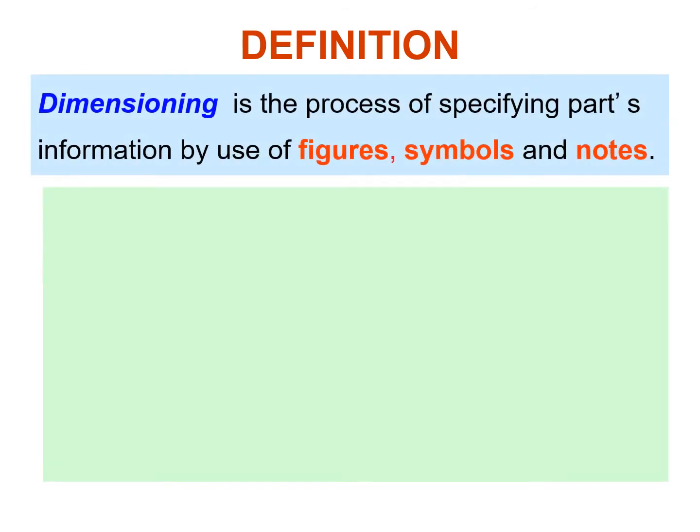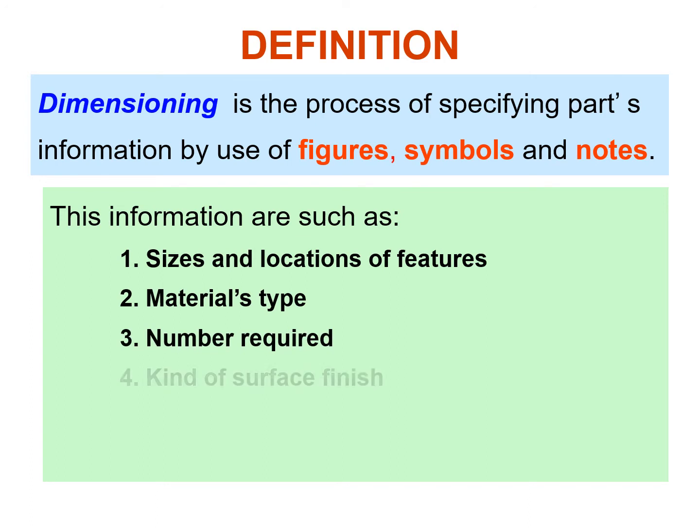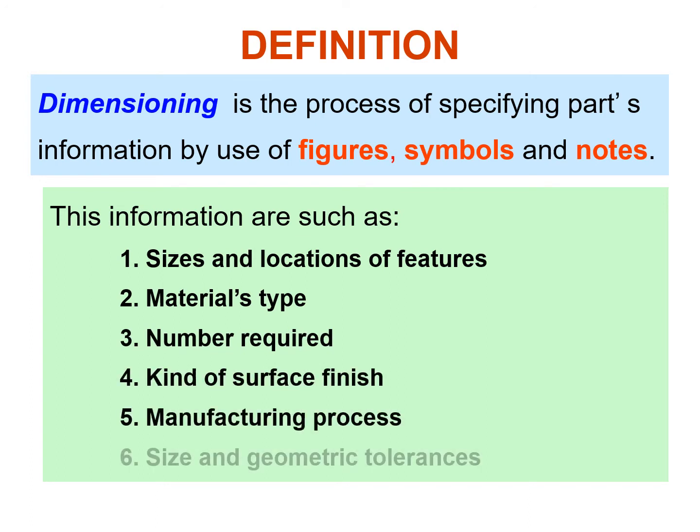So first we are going to talk about the definition. As you can see, dimensioning is the process of specifying parts of information by use of figures, symbols and notes. And this information is such as the size and locations of features, the material type, the number of features required, the kind of surface finish, what type of manufacturing process is going to be required, and the size and geometric tolerances. We are going to talk about tolerances in a separate lecture, but I will give you just an idea in the coming slide.